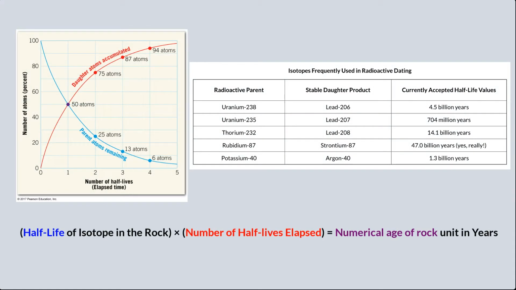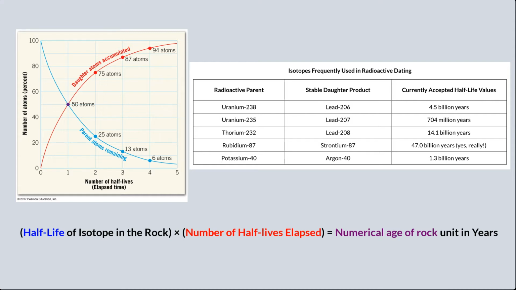To complete any isotopic age dating calculation, you'll need references to obtain the values that you need to perform that calculation. These are the references that we will use to complete our calculations. On the left, you see a graph that shows the distribution of the parent and daughter atoms over time, and that's what we'll use to determine the amount of half-lives that have elapsed.